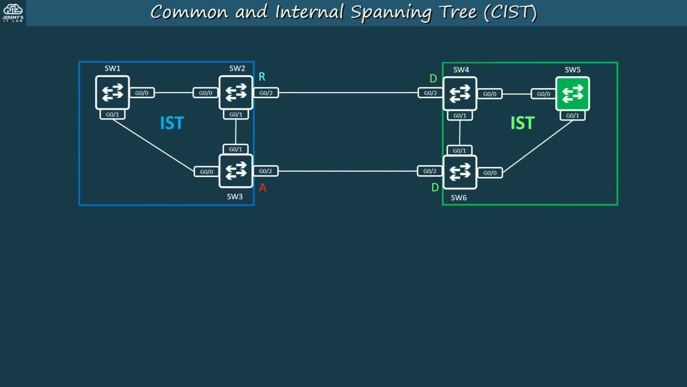Now let's take another look inside these 2 regions. Each region runs its own IST, internal spanning tree, which is MST instance 0.